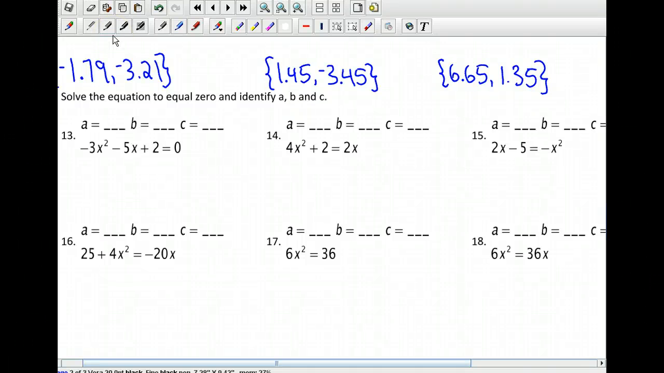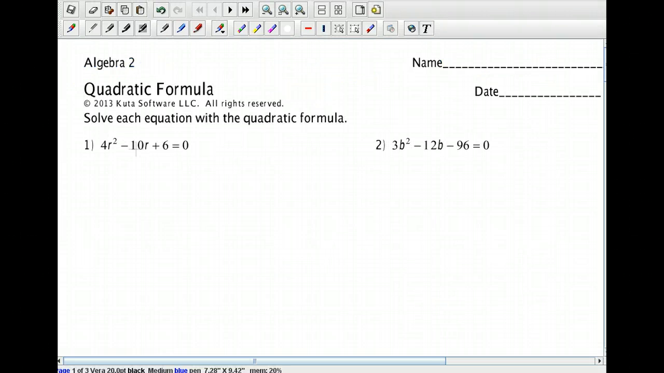Okay, so let's go through 13 to the end. Just want to make sure we're getting the right A, B, and C. Here's where we're going right now. Surely you're going to be doing the quadratic formula, which requires you to plug in A, B, and C. Of course, if we don't know what A, B, and C are, no matter what you do here, everything will be wrong.